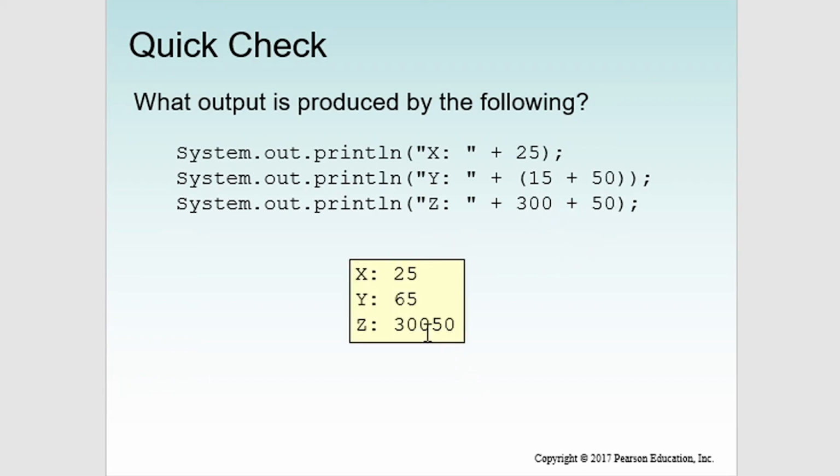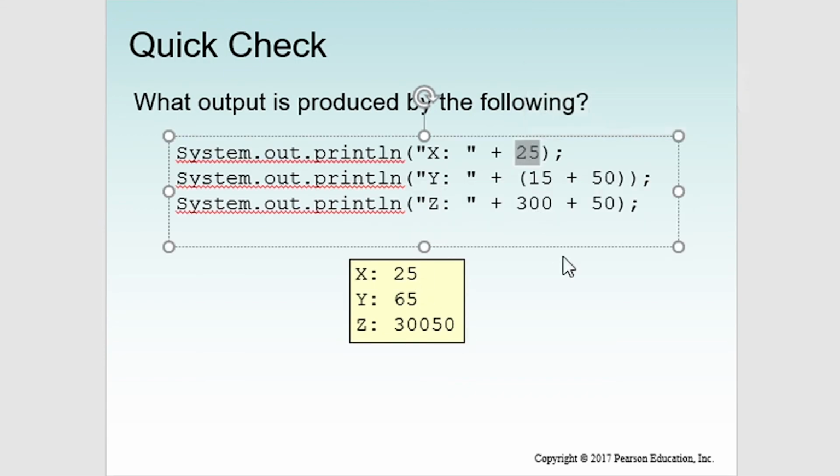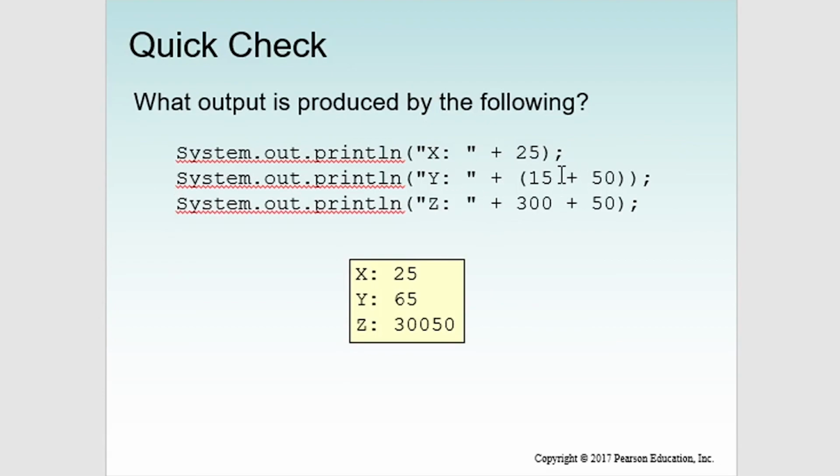Here is the result. Okay, so x is 25, because all we had is 25 there. And then for the y, we actually did the addition, but we didn't do the addition for the z because we didn't put the parentheses there. So 300 actually got joined with this string over here first, and then the 50 got joined with it.